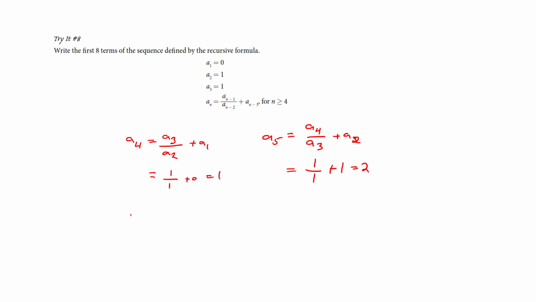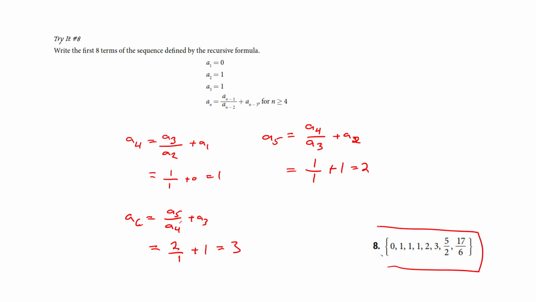Now I will do one more of these. A6, that's going to be A5 plus A4 plus A3. Just follow this pattern. One iteration before, two iterations before, three iterations before. Okay, so A5 was 2, A4 was 1, A3 was 1. So we get 2 plus 1 plus 1, we get 4. We could keep going in this fashion, but here's what we're going to generate for the 8 terms.